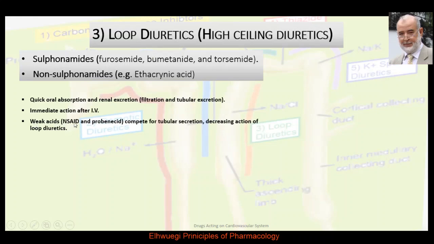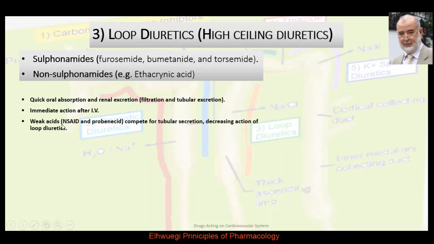Weak acids like what? Like non-steroidal anti-inflammatory drugs, like aspirin. If aspirin is taken with furosemide, they will compete on the tubular excretion because both of them are excreted by the same mechanism, which is the weak acid mechanism. As well, it happens with uric acid. Uric acid is also excreted by the weak acid excretion site. So furosemide and ethacrynic acid will compete with uric acid on its excretion site and prevent its excretion.